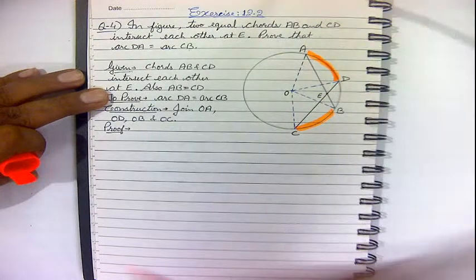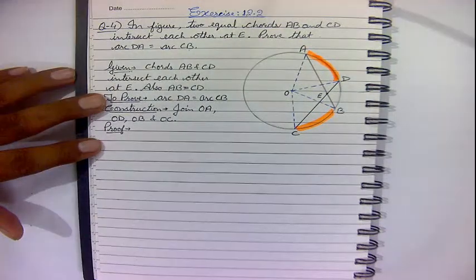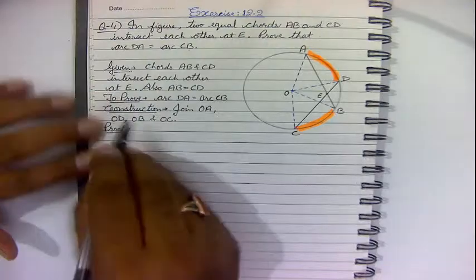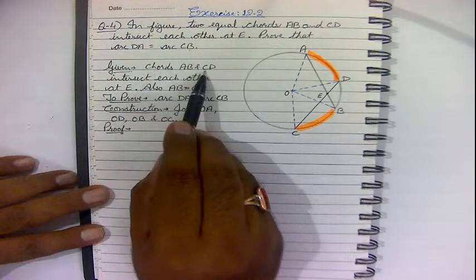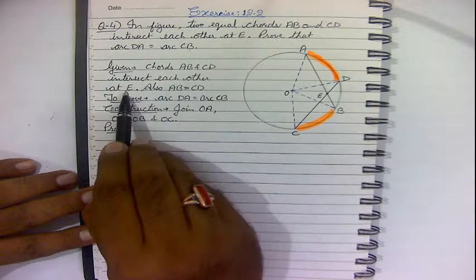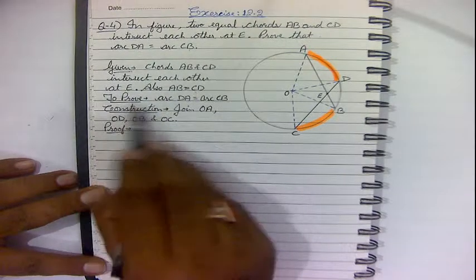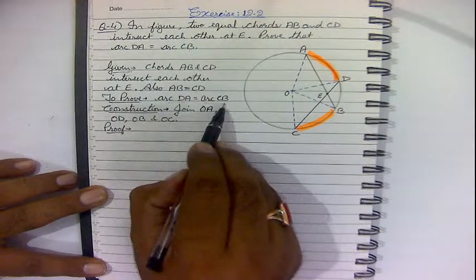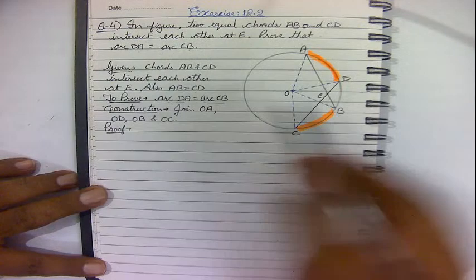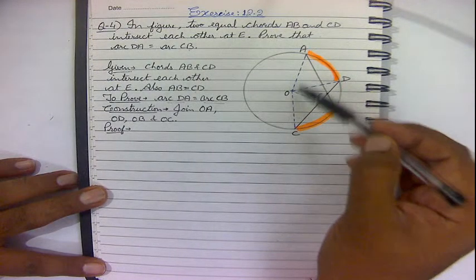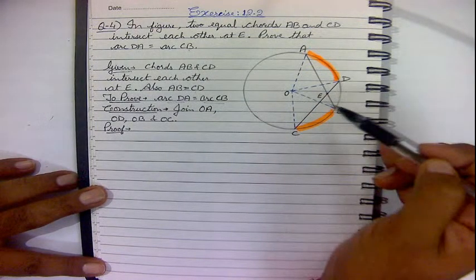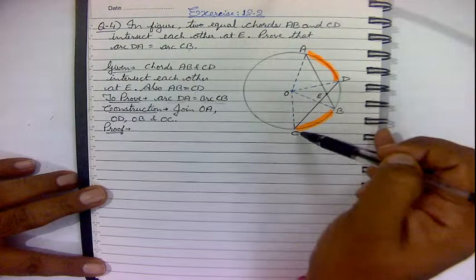तो हमें इन दोनों को इक्वल प्रूव करना. Now here, given chord AB and CD intersect each other at E. AB is equal to CD. Prove arc DA equals arc CB. कंस्ट्रक्शन में रेडियस ड्रॉ किया है, OA join, OD join, OB join and OC join.